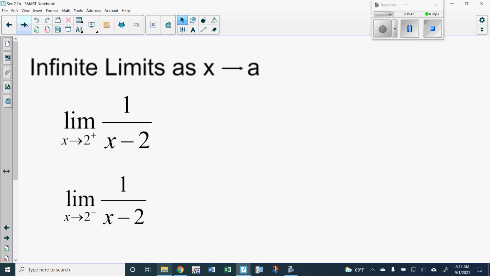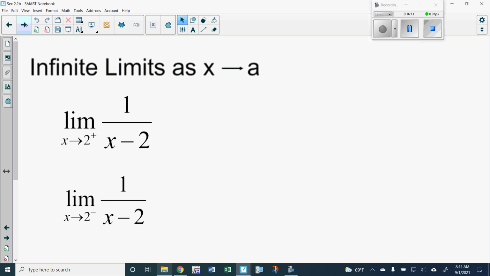So let's look at this. Find the infinite limit as x approaches a. So I want to find right here: what is the limit of 1 over x minus 2 as x approaches 2 from the right? Now, does the limit at 2 exist? Can you plug 2 in? No. Does that mean, though, that it doesn't exist? No, not necessarily. So we're going to have to look at it from the left and the right.